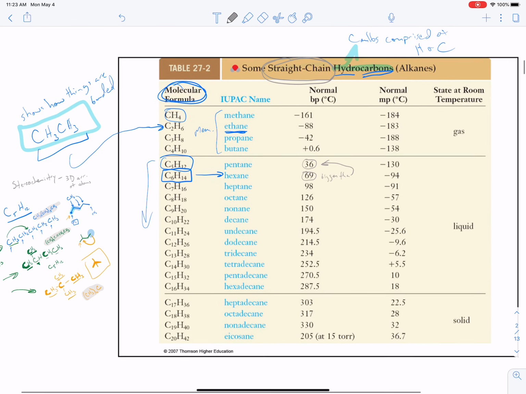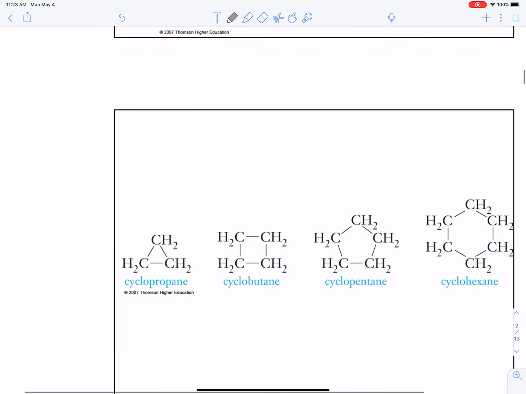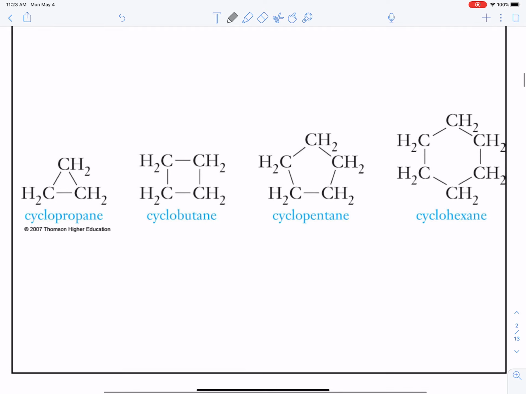Alright, so these compounds can be labeled in all sorts of different ways. We can also put them in a ring structure.